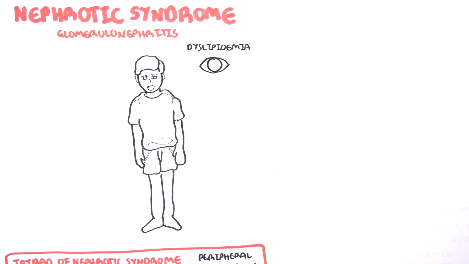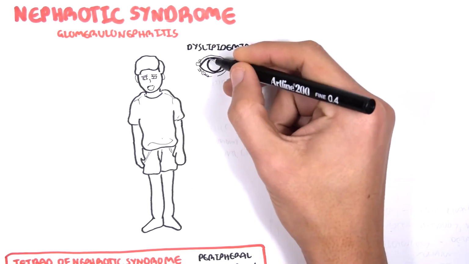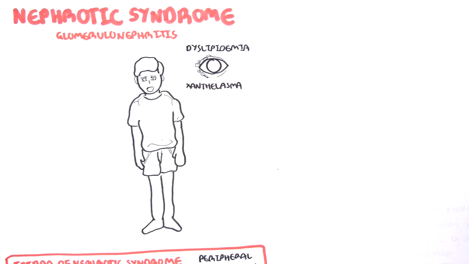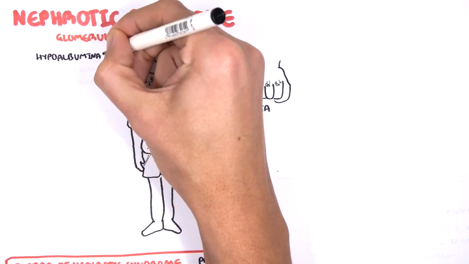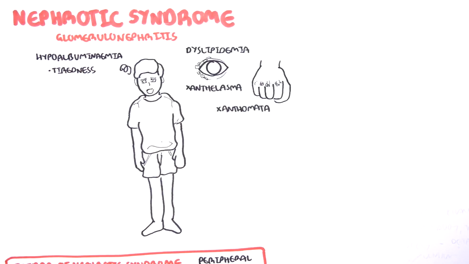So for the dyslipidemia, the hypercholesterolemia, we can see xanthelasma, which is deposits of cholesterol around the eye, and xanthomata. Hypoalbuminemia will result in tiredness and leukonychia striata, which is essentially the changes occurring along the nail bed. Hypoalbuminemia also results in edema because of the reduced oncotic pressure.